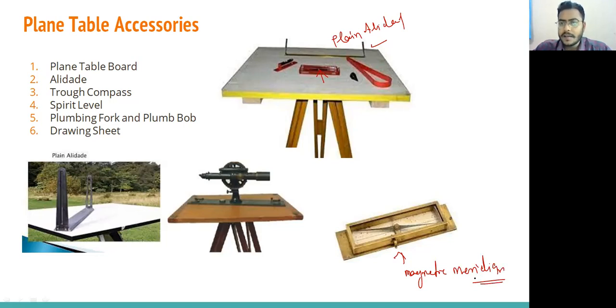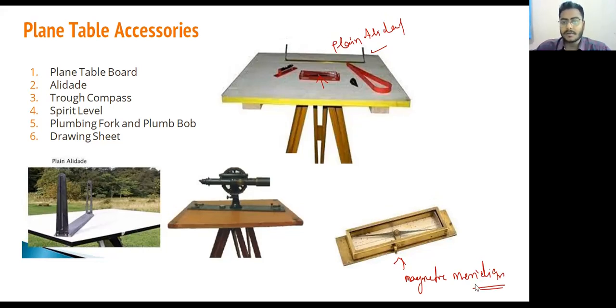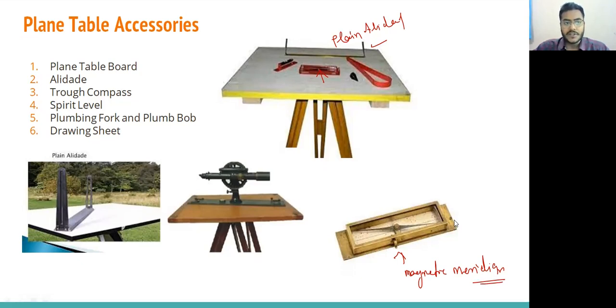What is the magnetic meridian? The reference line. The bearing of any line we calculate from a reference line, so that reference line is called the magnetic meridian. So how can we measure it? By using the trough compass, we can do the orientation work, right?